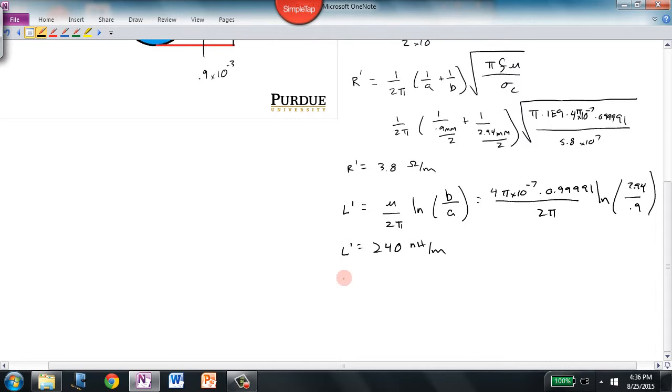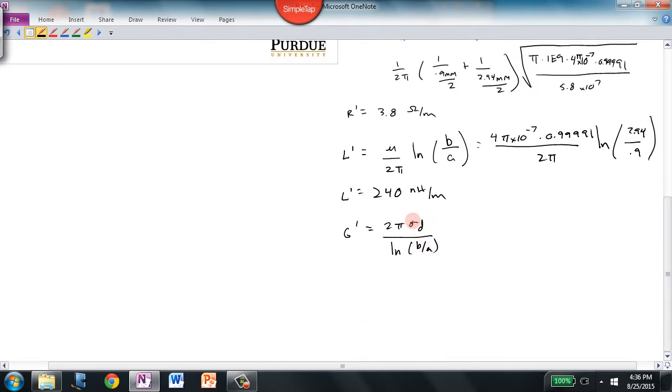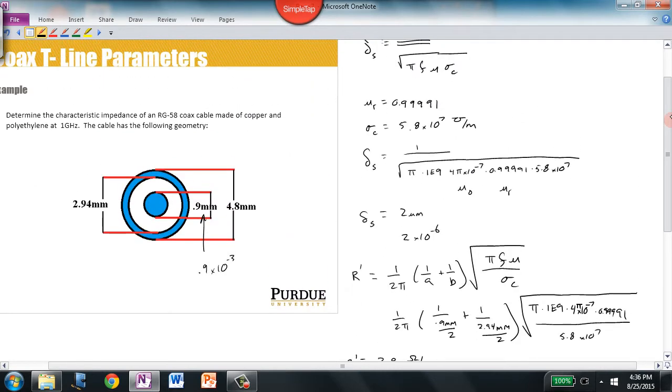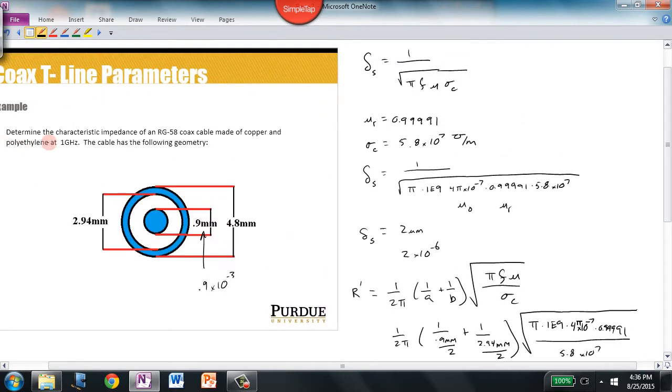We'll move on to the distributed conductance. G prime for coax is given by 2 pi times sigma sub d, in this case the conductivity of the dielectric material, divided by the ln of b over a. So I don't know this yet. If I go to the handout that was given, I'm going to look up the conductivity of polyethylene, that's the dielectric.